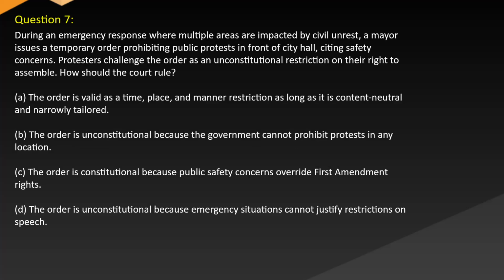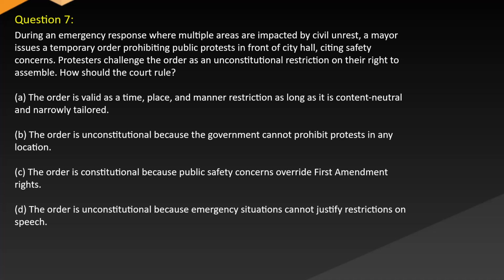Question 7. During an emergency response where multiple areas are impacted by civil unrest, a mayor issues a temporary order prohibiting public protests in front of City Hall, citing safety concerns. Protesters challenge the order as an unconstitutional restriction on their right to assemble. How should the court rule?